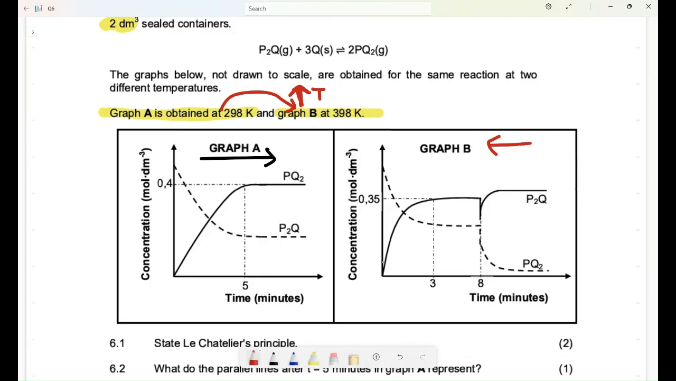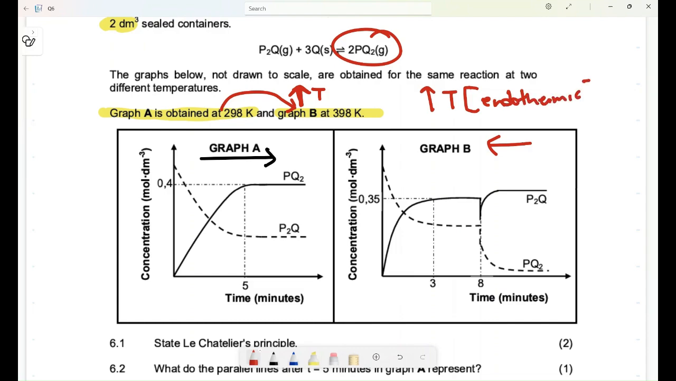Why am I saying that? Because can you check the concentration of PQ2 was decreasing. Okay, so now we see that when there was an increase in temperature, the reverse reaction was favored. And we know an increase in temperature favors what? Endothermic.